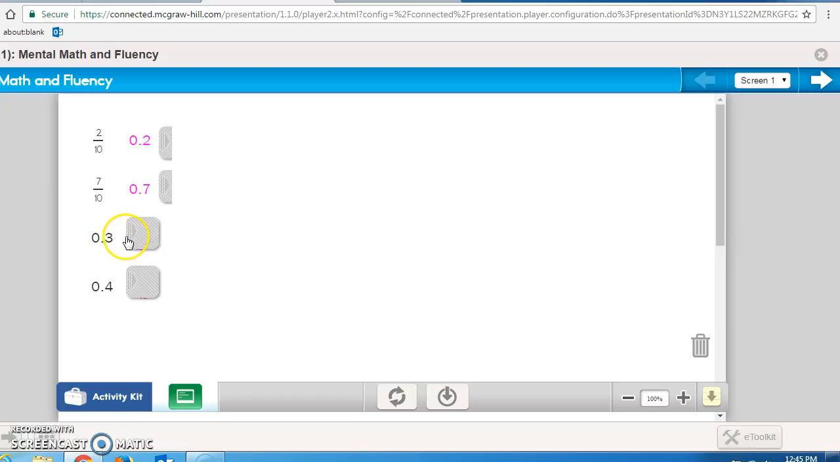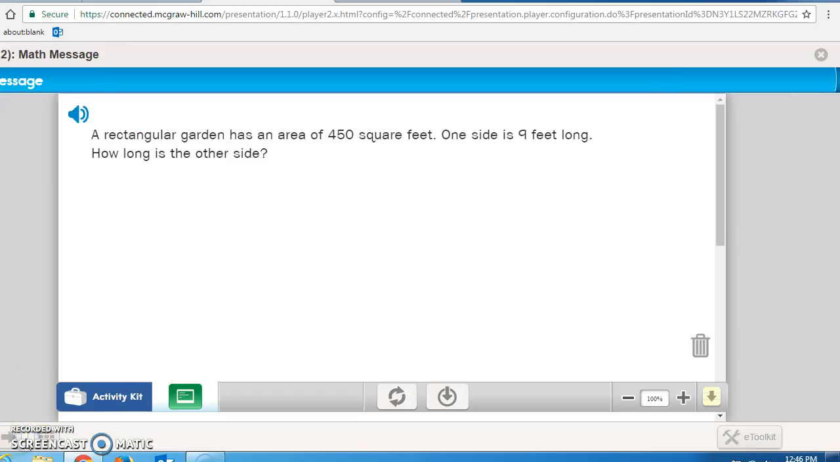How would I write 3/10 as a fraction? 3 goes on top, tenths on the bottom. And how do I write 4/10 as a fraction? 4 on top and tenths once again on the bottom. Remember, doing the mental math and fluency helps you to master skills that you might be slightly forgetting or maybe not really understanding.